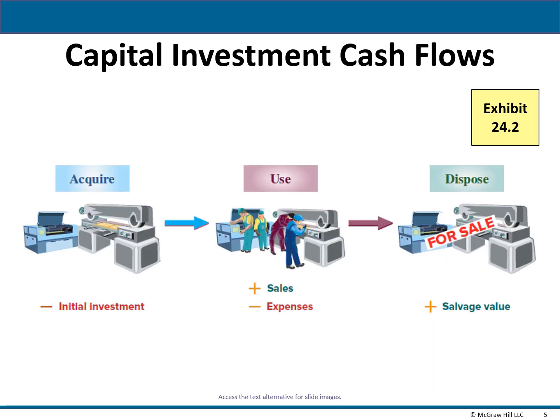Managers can use several methods to evaluate capital budgeting decisions. Most methods use expected future cash outflows and inflows. This Exhibit 24.2 summarizes cash outflows and cash inflows over the life of a typical capital investment. An investment begins with an initial cash outflow to buy the asset, and then over the asset's life, it will generate cash inflow and cash outflow.